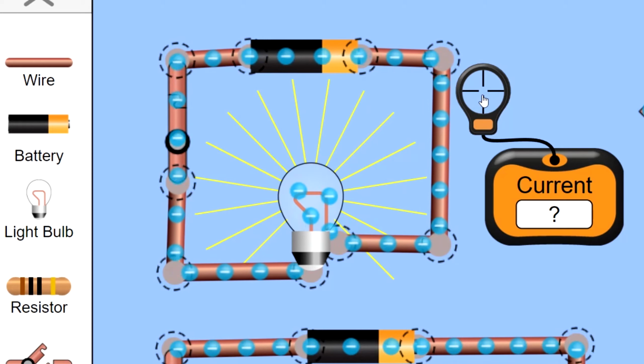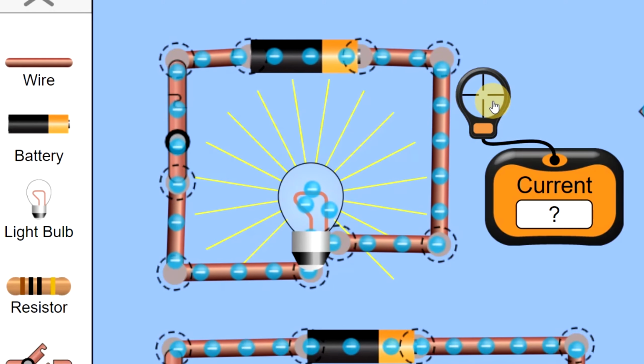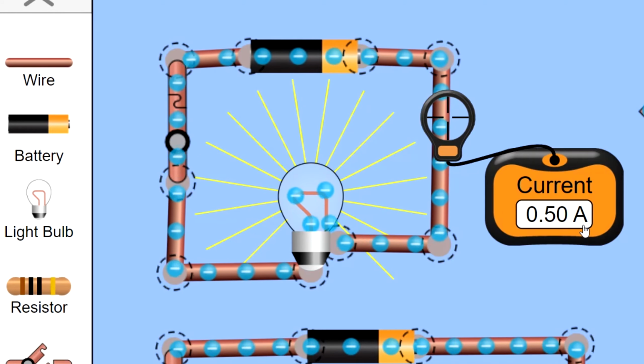You can almost think of it like the speed of the electrons as they move through the wire. Let's figure out if your answer to how much current is there in this wire was correct. And we get 0.50 amps. If you got that right, give yourself a nice pat on the back.